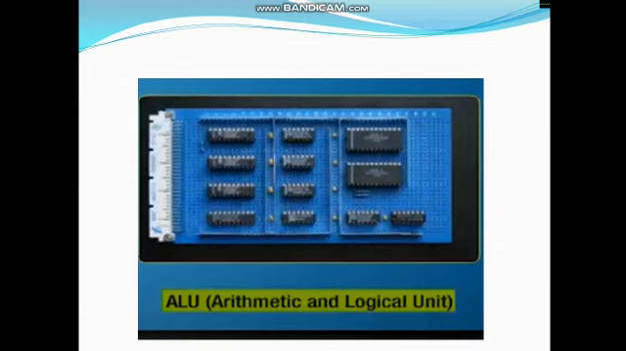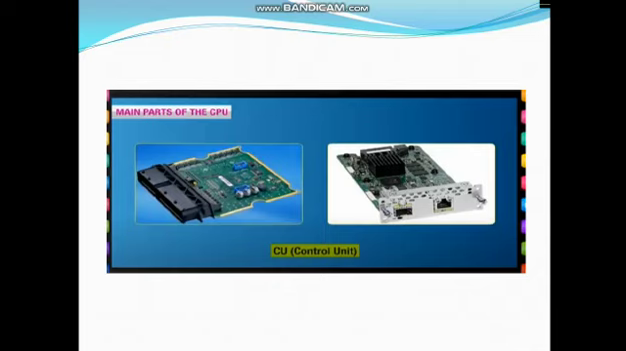Now the last one. The last one is the very main part. That is the CU, control unit. It manages all the operations through the parts of the other computer system. It controls all the operations. That's why it is called the control unit.